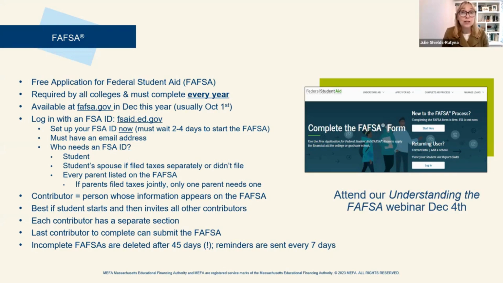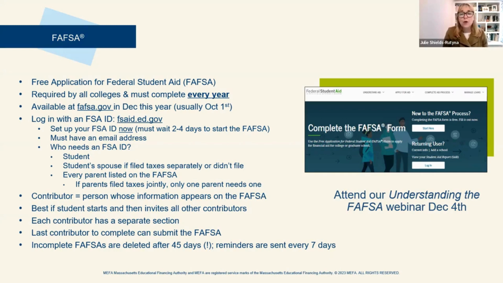Now, in more detail, who needs an FSA ID? The student always. The student's spouse, if the student is married and filed taxes separately or didn't file. Every parent who's listed on the FAFSA, except if the parents filed jointly, only one parent needs an FSA ID. And another term you might start to hear is contributor. That's anyone whose information appears on the FAFSA.